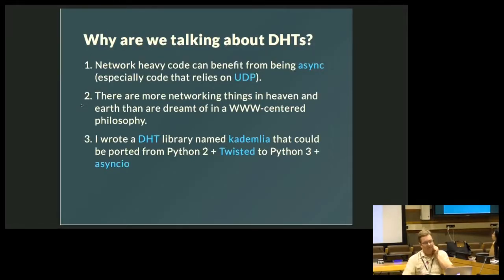So why are we talking about DHTs? Well, first of all, network-heavy code can really benefit from being asynchronous. And in a little bit, I'll talk about what that means and how you can use it, but especially code that relies on UDP. Most of the examples that I gave earlier all rely on UDP for the distributed hash table. And that's just because it's a lot less expensive in terms of network overhead.